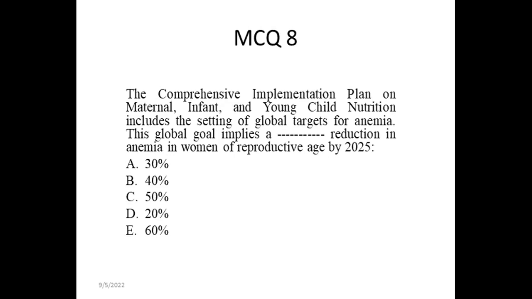MCQ 8. The comprehensive implementation plan on maternal, infant, and young child nutrition includes the setting of global targets for anemia. This global goal implies a dash reduction in anemia in women of reproductive age group by 2025. Alpha, 30% reduction. Beta, 40% reduction. C, 50% reduction. Delta, 20% reduction. E, 40% reduction. What will be the correct option? C will be the correct option, 50% reduction in anemia.